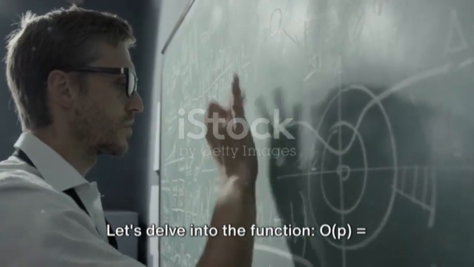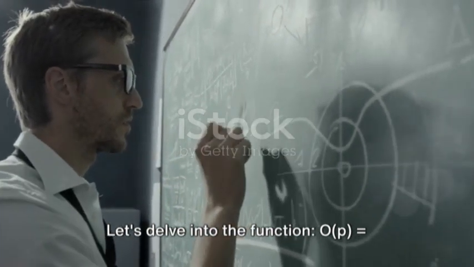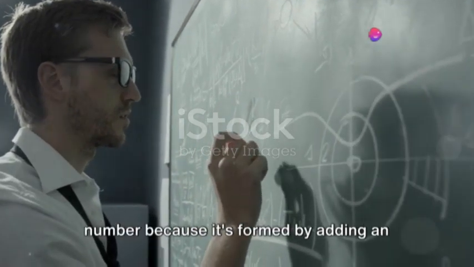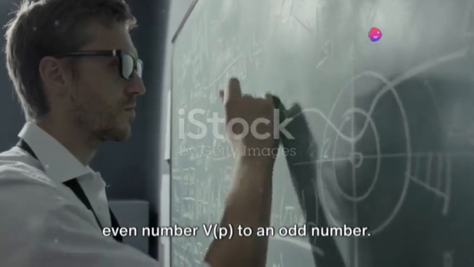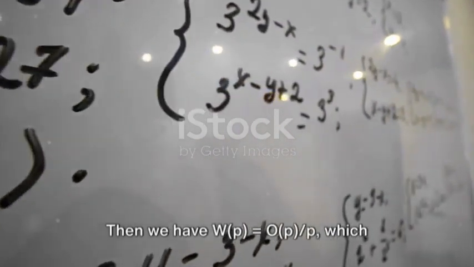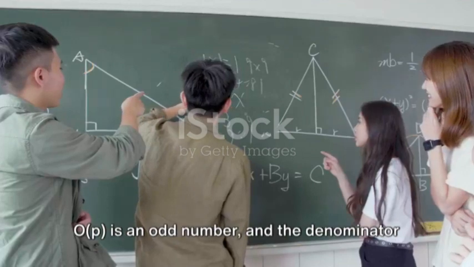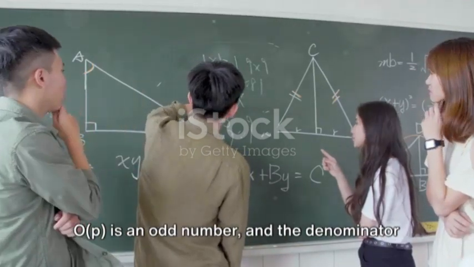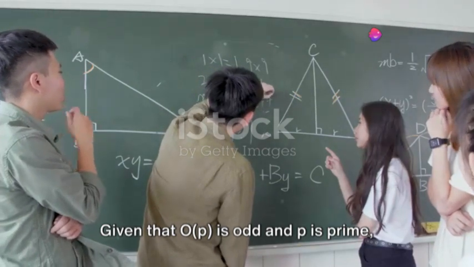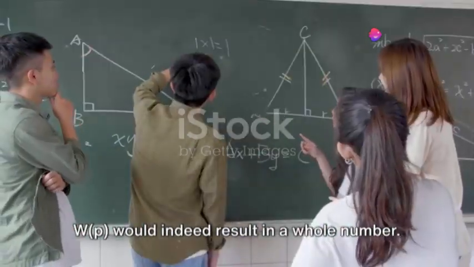Let's delve into the function. OP = 1 + VP ensures that OP is an odd number because it's formed by adding an even number VP to an odd number. Then we have WP = OP/P, which calculates a fraction where the numerator OP is an odd number and the denominator P is a prime number. Given that OP is odd and P is prime, WP would indeed result in a whole number.